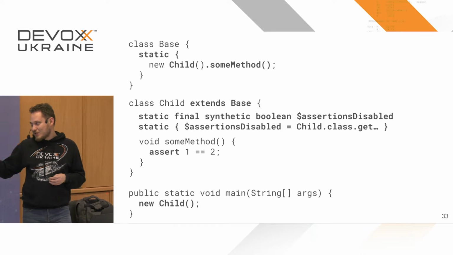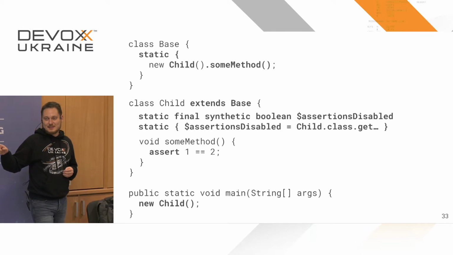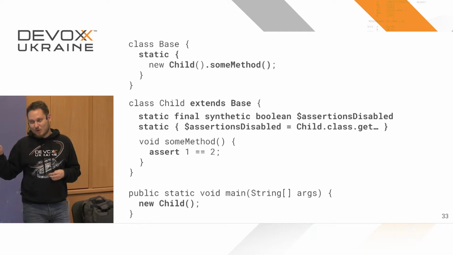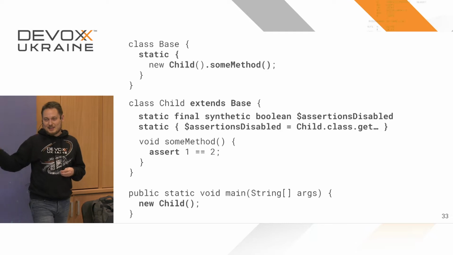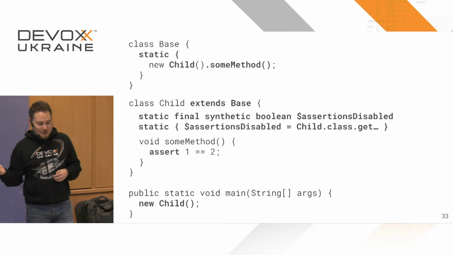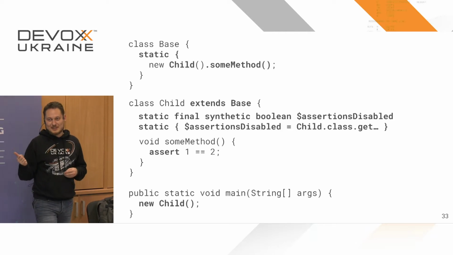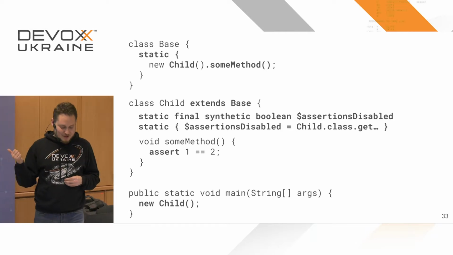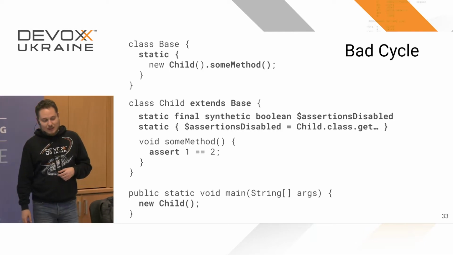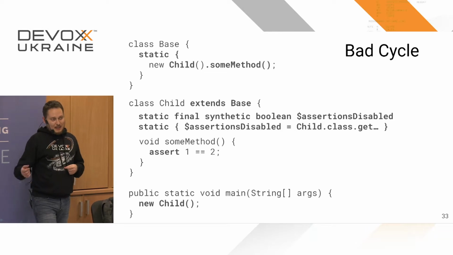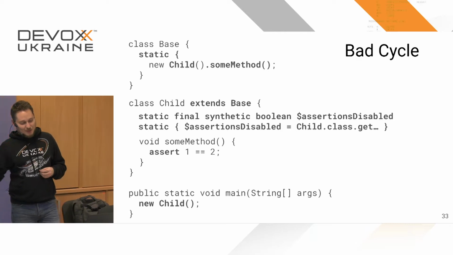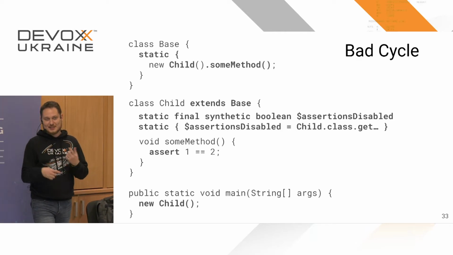So at the time when assertion is executed, the assertions disabled field still has a default value false. And this assertion fails, no matter which flag to JVM you pass. There is an open bug on this. It's probably never going to be fixed. But you cannot disable assertions in this case. This is an interesting example. We call it bad cycle. It is a bad cycle when base class somehow manages to access a child. It introduces such an initialization cycle.